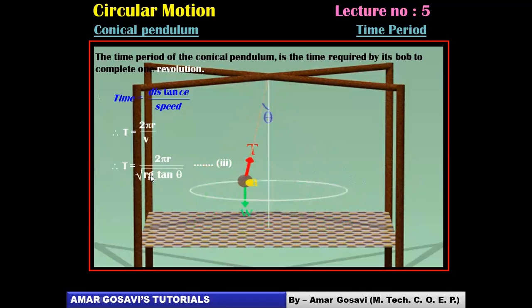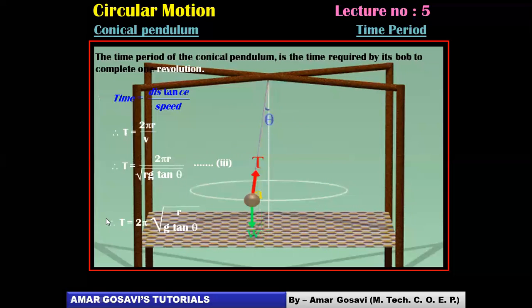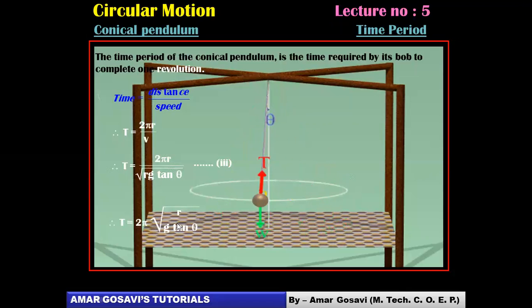So here r is in the square root sign. This r can be split as square root r into square root r, right? And then the simplified version will be: one square root r will get cancelled, and it will be 2 pi root of r g tan theta. Simplify this, you get this equation. So the equation for time period then boils down to 2 pi root of r by g tan theta.